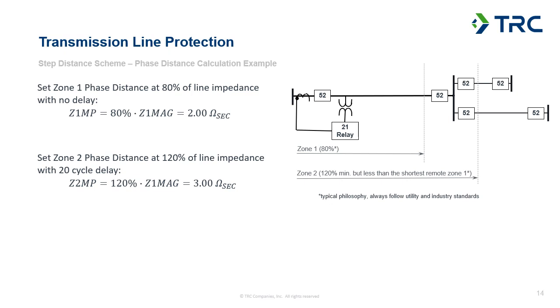So if we take 80% of our calculated zone 1 positive sequence line impedance magnitude of 2.5 ohms, we get a zone 1 setting of 2 ohms secondary. And that's what we plug into the relay and configure in the relay settings to apply that zone 1 element. With most relays, you don't have to independently apply the torque angle. We know that the positive sequence line angle was 80 degrees.